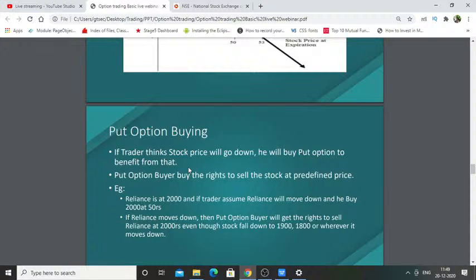Same as in option buying, in the call option, the option buyer, and the put option buyer as well, have to pay only the premium, whatever the option premium is. You have to pay the same premium to buy a put option as well. Here I have taken an example of Reliance. Reliance is trading at 2000 rupees, and if the trader assumes that Reliance will move down, then he will buy a 2000 put option at 50 rupees. This is just an assumption, an example I'm sharing here.